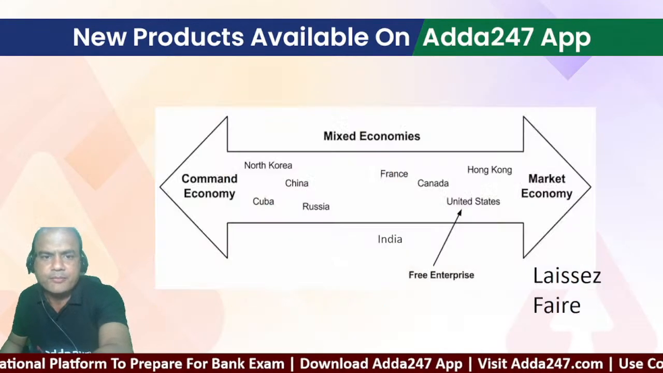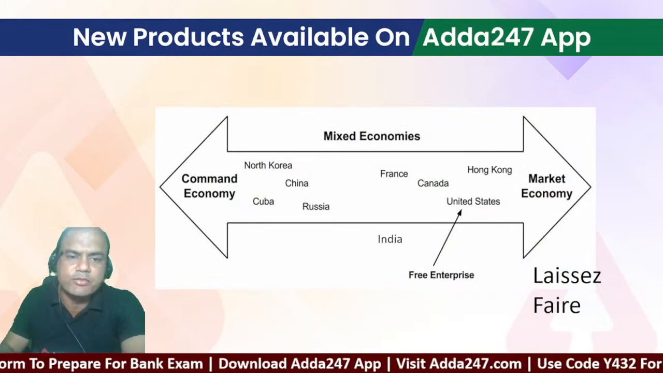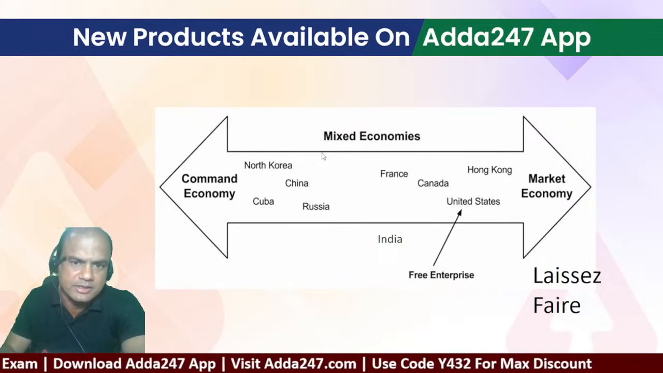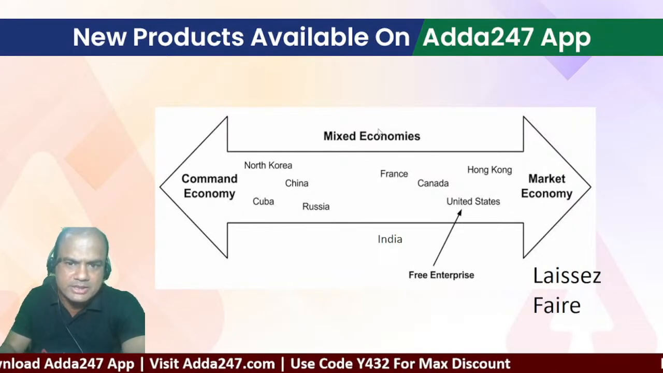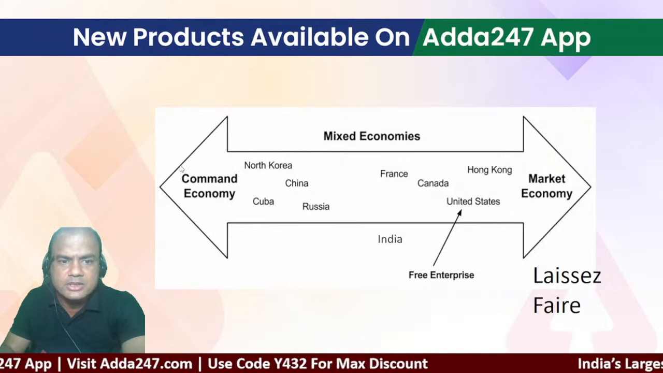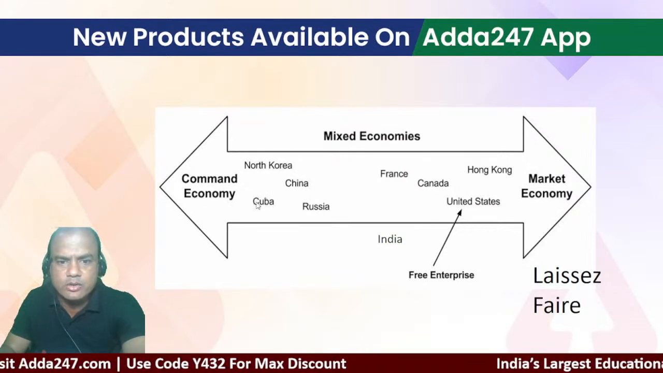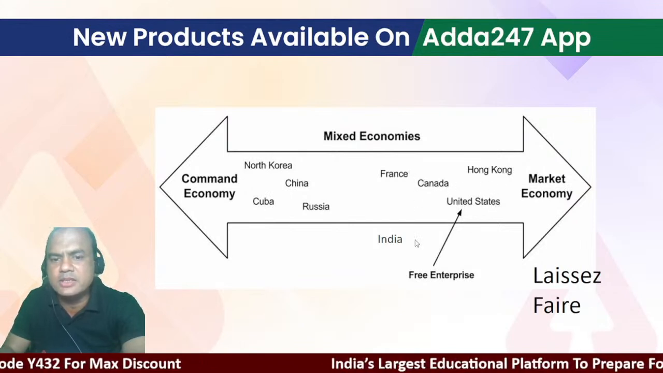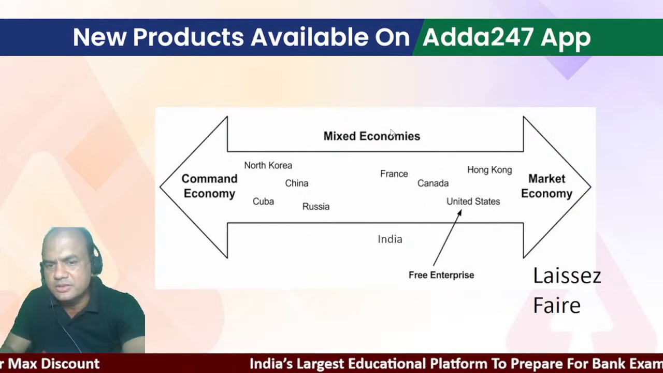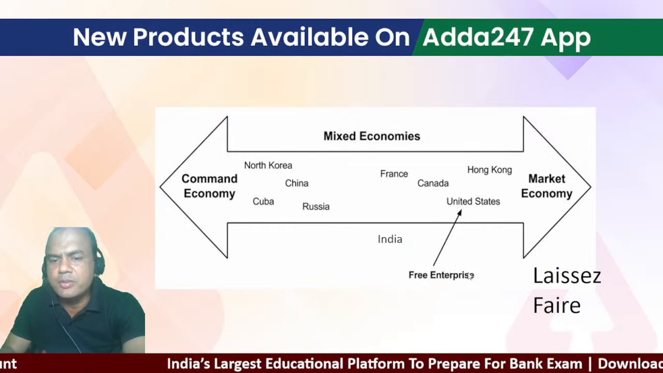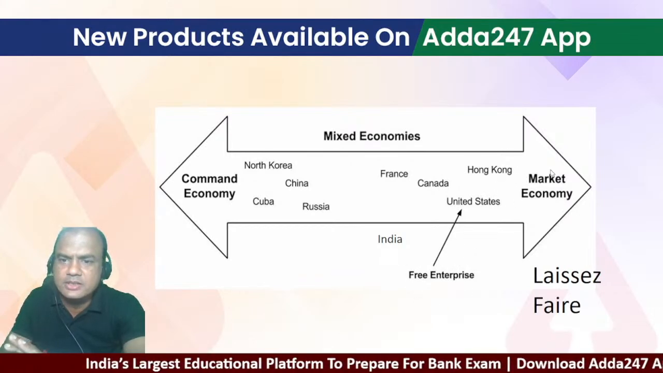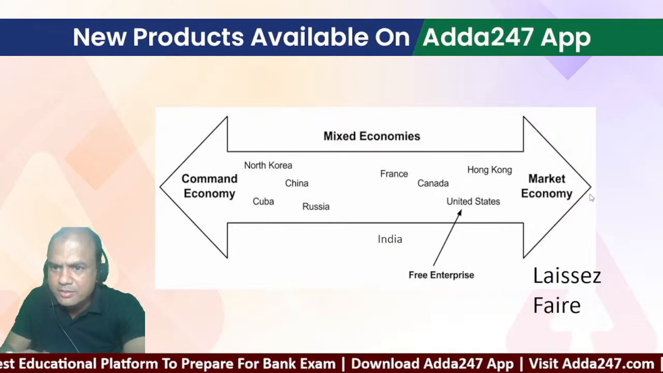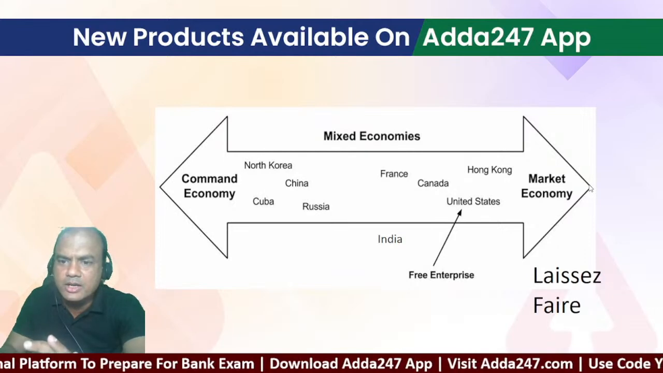Okay, so this graph and this picture will give you the major concept basically. Mixed economies, see this, mixed are in between. Command economies on the left side: North Korea, China, Cuba, Russia. Market economy: Hong Kong, US, Canada, France, and India lies in between, mixed. Okay, here it is free enterprise. Everything is controlled by the economy, but here laissez-faire is the extreme part of this. Here no government interference is there.